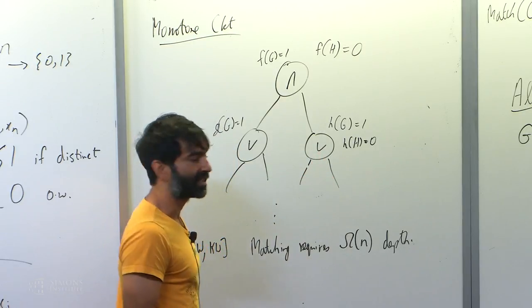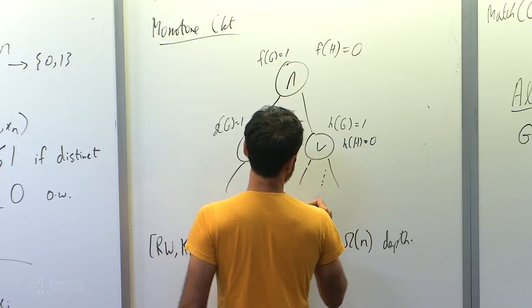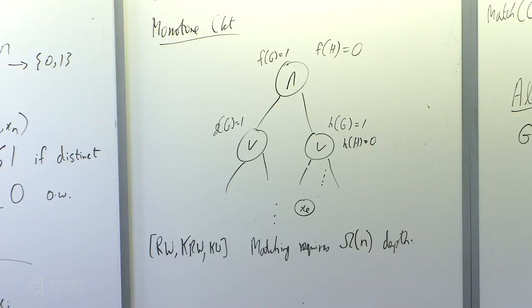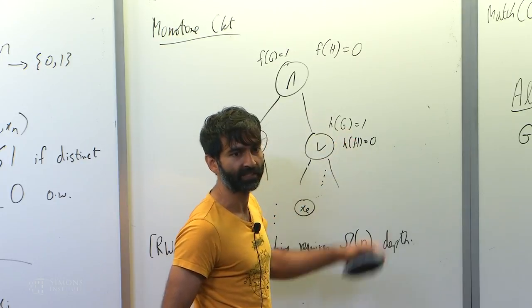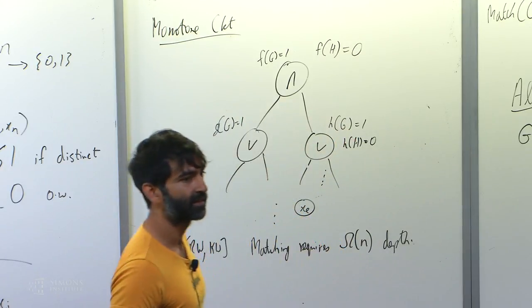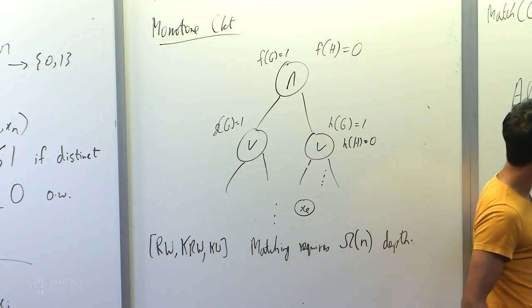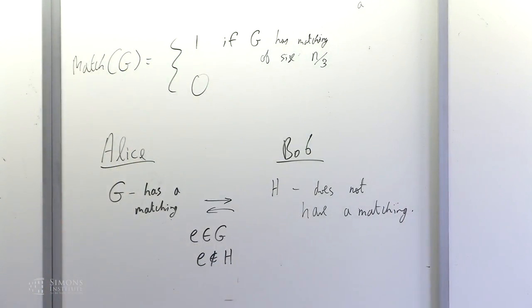But they just keep doing this, and if the circuit has depth D, after they do it for D steps, they will reach an input, and the input will be exactly some variable that's a bit indicating the presence of an edge, and that's exactly what they want. Alice will find that the edge is in her graph, and Bob will find that the edge is not in his graph. So any circuit of depth D gives a protocol whose communication is exactly D. After communicating D bits, you can solve this problem.